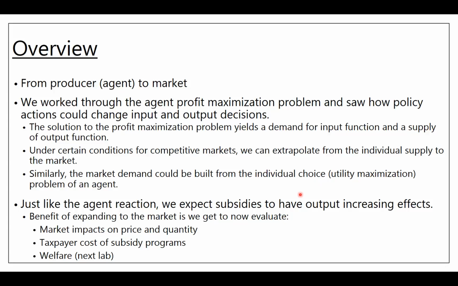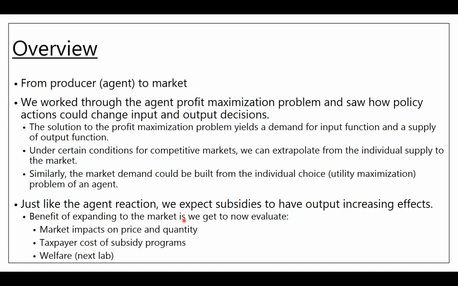Okay, so anyway, just like the agent's reaction at the profit maximization problem level, we expect subsidies to increase output. So instead of pushing us up our production curve, causing us to want more input, in the supply-demand framework, it looks like we're just moving up the supply curve. We are producing more output than we have before.